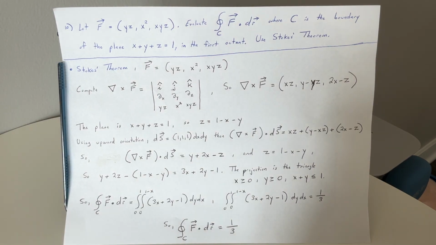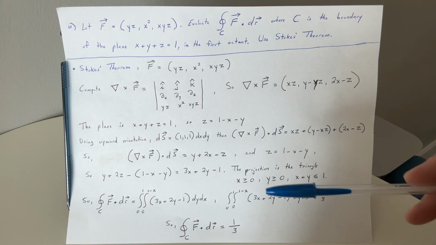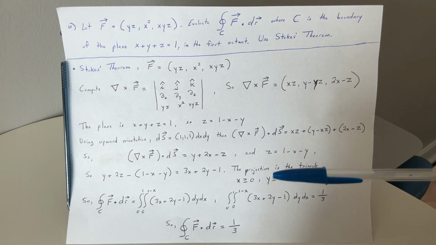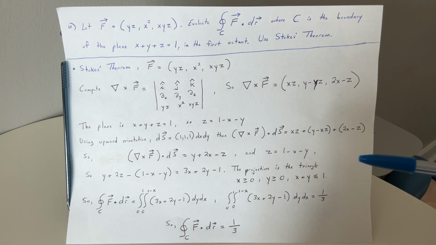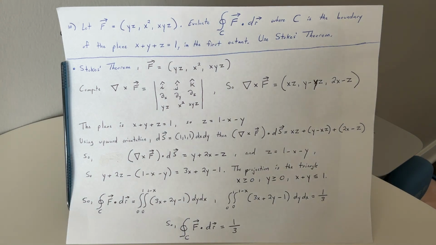So setting this up, the projection is the triangle. Bounds: x greater than or equal to 0, y greater than or equal to 0, and x plus y is less than or equal to 1. So y is going to be less than or equal to 1 minus x.